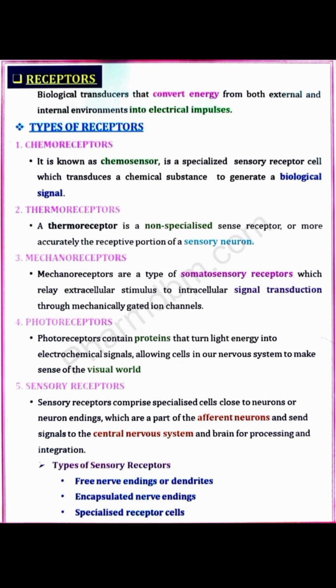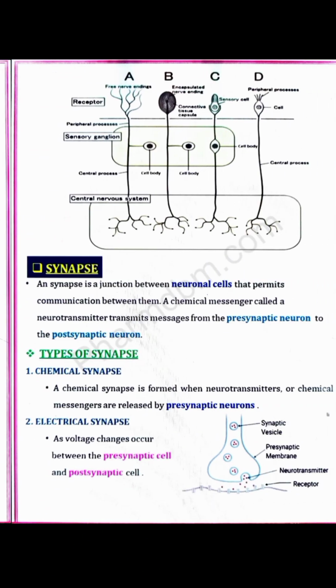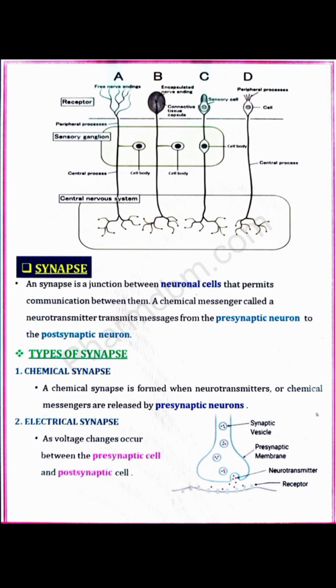Fifth one, sensory receptors. Sensory receptors comprise specialized cells close to neurons or neuron endings, which are part of afferent neurons and send signals to the central nervous system and brain for processing and integration. Types of sensory receptors: free nerve endings or dendrites, encapsulated nerve endings, specialized receptor cells.